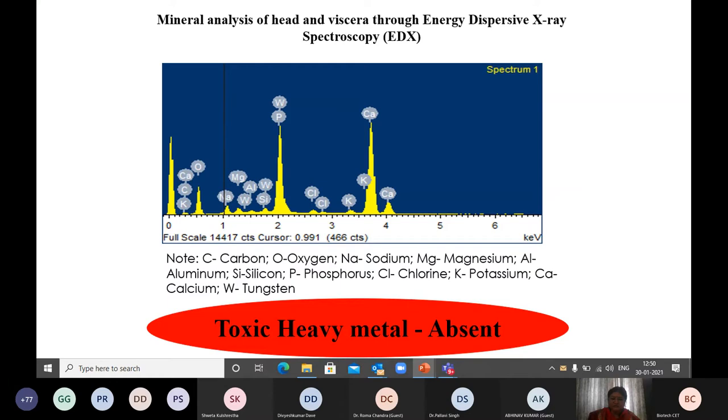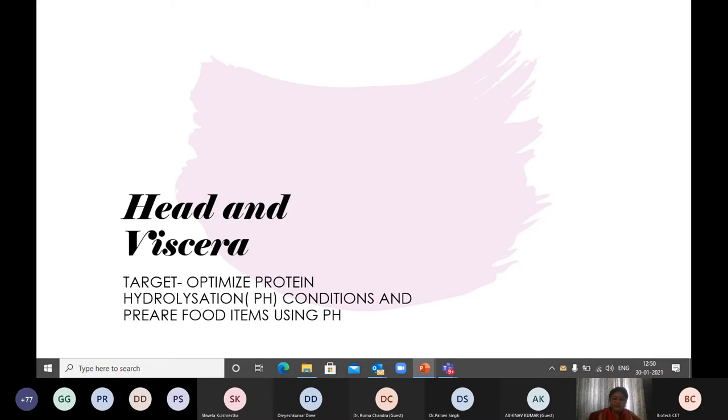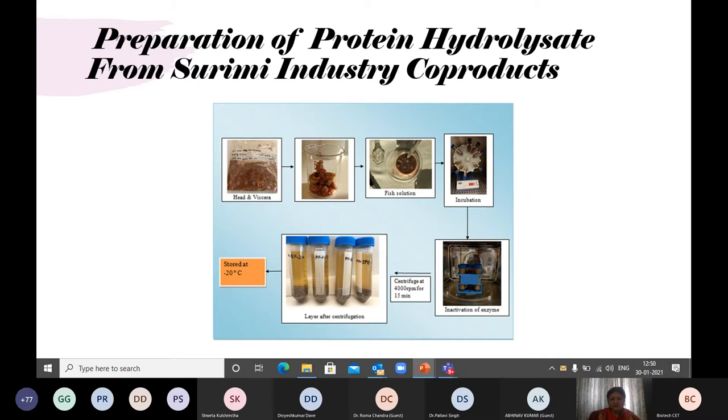It means our fish head and viscera and the skin and bone, which we obtained from the surimi production plant, are absolutely safe for obtaining food material. So we optimized the recovery of the protein from the head and viscera and from the skin and bone both, while doing the enzymatic hydrolysis. We hydrolyzed the protein using enzymes, then separated the protein hydrolysate from it, freeze dried it, and then did the characterization of it.